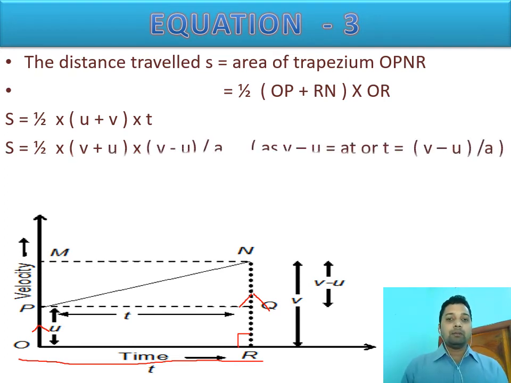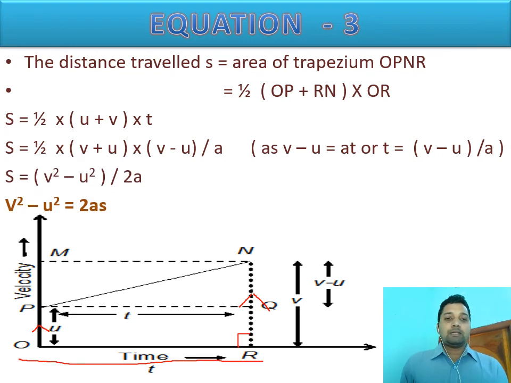If we substitute the value here for T, because V minus U equals AT, T equals V minus U by A. So half into U plus V, or V plus U, into V minus U by A. Again, A square minus B square is A plus B into A minus B, so V plus U into V minus U is V square minus U square. So you get the equation S equals V square minus U square by 2A, or V square minus U square equals 2AS, or V square equals U square plus 2AS.